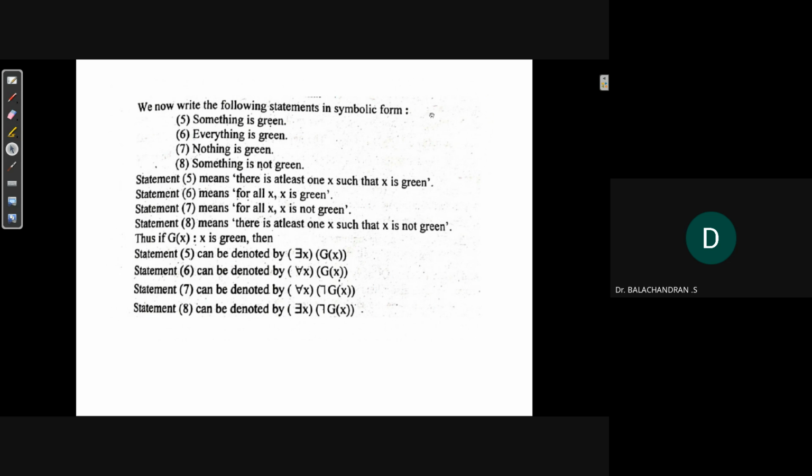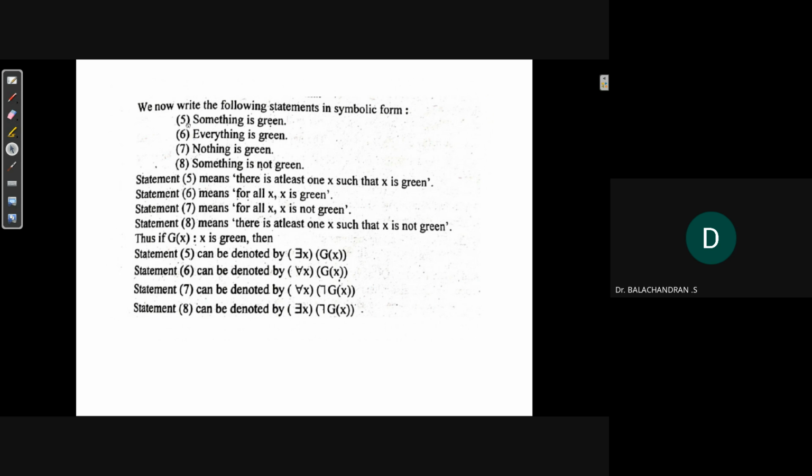Now we are going to write the following statements in symbolic form. Sometimes these types of questions are asked as 2 mark questions. Something is green, everything is green, nothing is green, something is not green. Statement 5 means there is at least one x such that x is green. Something is green is equivalent to there is at least one x such that x is green.